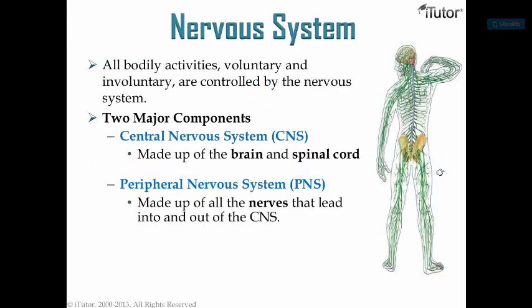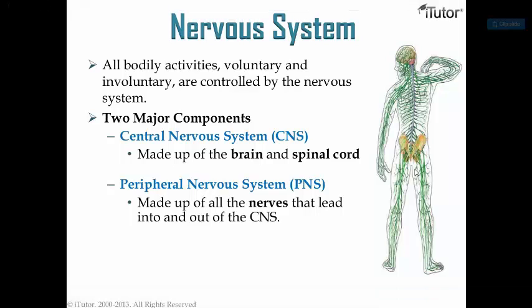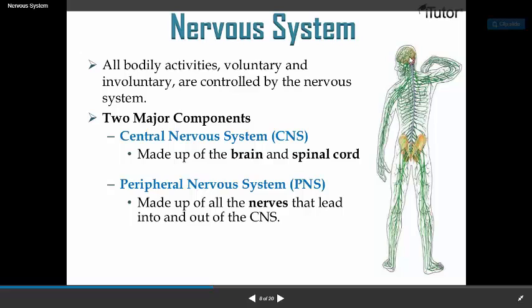The nervous system. Two very important parts form the nervous system. We have the central nervous system and the peripheral nervous system. The central nervous system is the central part of the system. It is the brain and the spinal cord. And then the peripheral nervous system are all of these wires that are connecting the central nervous system to the rest of the body.